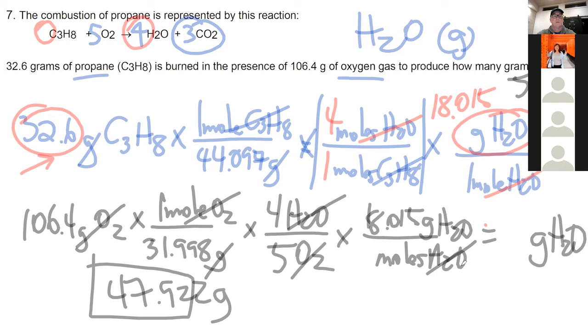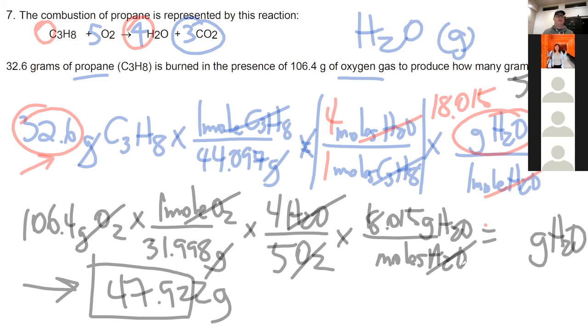So how much are we going to make? Which one is limiting? The oxygen gas, right? Oxygen's limiting, right? Because you make slightly less. So the answer would be 47.92 grams.